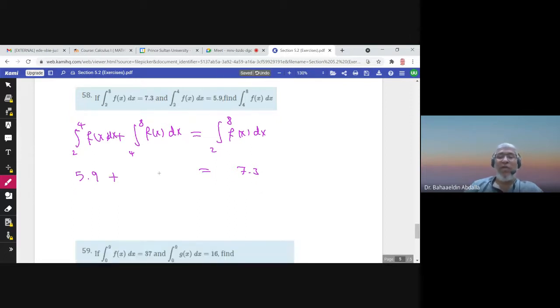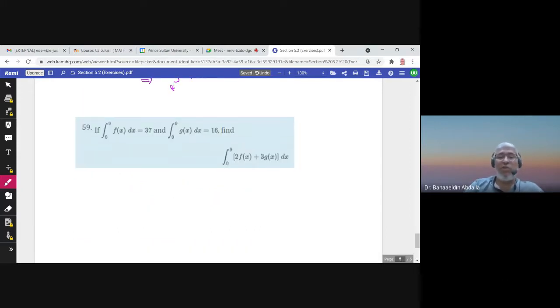So this integral would be equal to 7.3 minus 5.9. So the integral from 4 to 8 of f of x dx would be 7.3 minus 5.9, and that's equal to 7 over 5, or just 1.4.